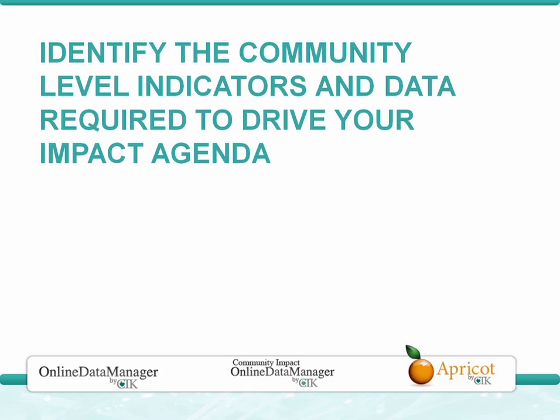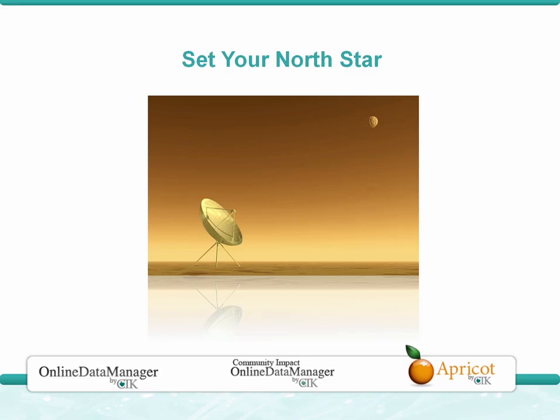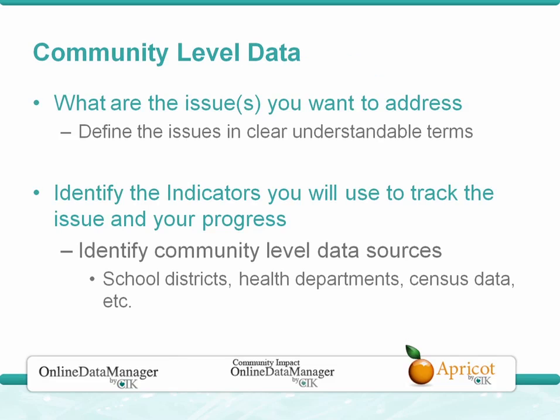So the community-wide data. Identify the community-level indicators and data required to drive your impact agenda. As funders, again, becoming much more focused around some key community indicators because we need to set our North Star. Are we focusing on education? Are we focusing on health? Are we focusing on income? What are those issues that we are, in fact, focusing on? And again, community level data, as I said, define the issues. You need to make sure that your goals are defined in clear, understandable terms, and that you've identified ways to collect that indicator data, whether that's from the school districts, health departments, census data, etc.